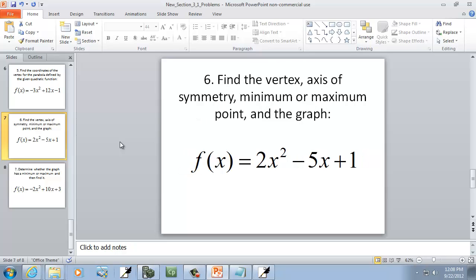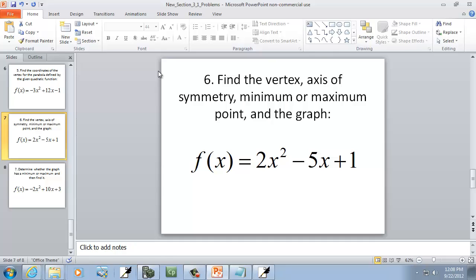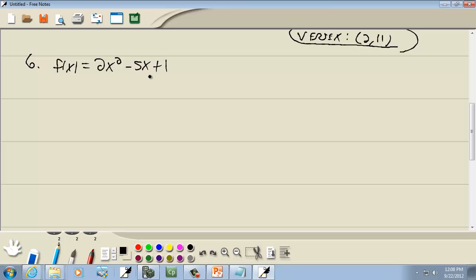Well, let's take a look at this one. This one's going to ask us to find everything: the vertex, axis of symmetry, min or max, and then graph. So we've got f of x is equal to 2x squared minus 5x plus 1. Now, to begin with, I know my a is what's before the x squared, so a is positive. So I know my graph's going to open up. Now, opening up, I know it's going to have a min. So there's some things that right away that a tells me. If a was negative, it would open down and we'd have a max.